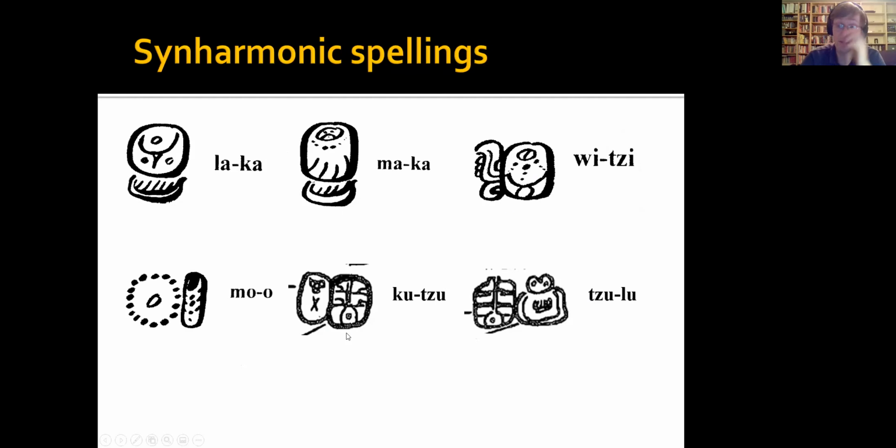Now, complements are syllabic, which means when it's a final phonetic complement, there is a vowel. And sometimes that vowel is silent, and it is also identical to the preceding vowel. So we call these syllabic phonetic complements synharmonic, right? Because there is a repetition of the vowel, as in laka for luck, maka for mak, witsi for wits, mo for mo, kutsu for kuts, and tsulu for tsul. A lot of the examples from the history of the decipherment.